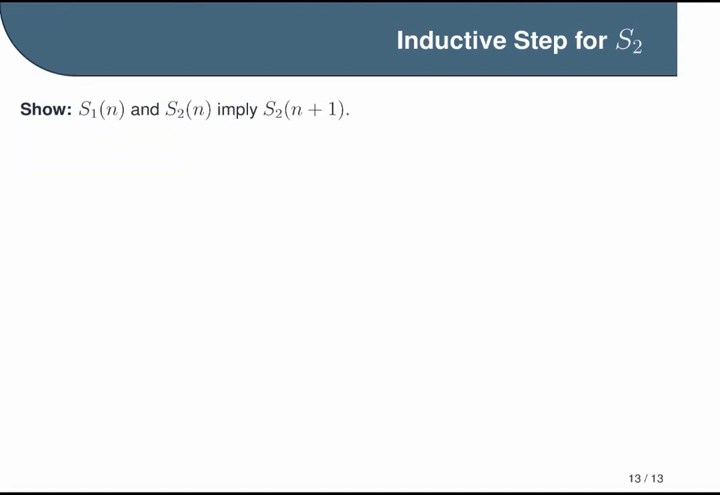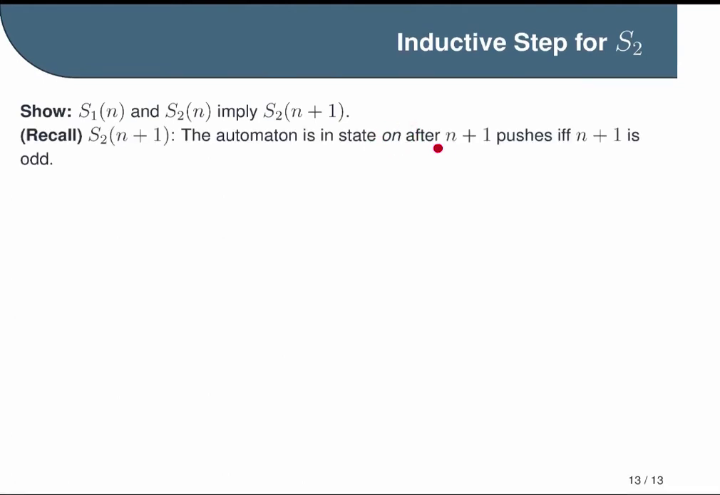Very much like before, we need to show that we can prove our claim s2 at n+1, assuming s1 and s2 hold at n as our inductive hypothesis. Again, just to keep track of what all these variables refer to, s2 is a claim about the relationship between being in the on state and receiving an odd number of pushes. The exact phrasing is, the automaton is in the state on after n+1 pushes if and only if n+1 is odd. So again, we will split this out and take a look at the if direction first.